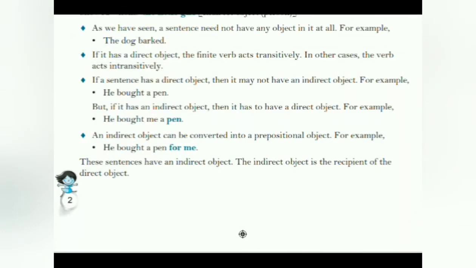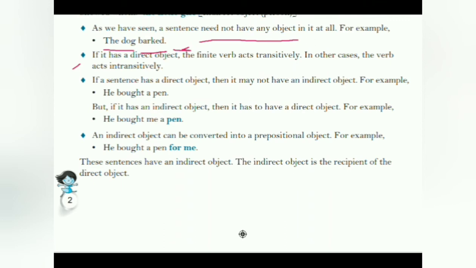Next are some more rules about the objects, direct object and indirect object. As we have seen, a sentence need not have any object in it at all. Sometimes there is no need of any object at all. For example, the dog barked. The dog is the subject, barked is the verb, but there is no need of an object. Next rule is, if it has a direct object, the finite verb acts transitively. In other cases, the verb acts intransitively.